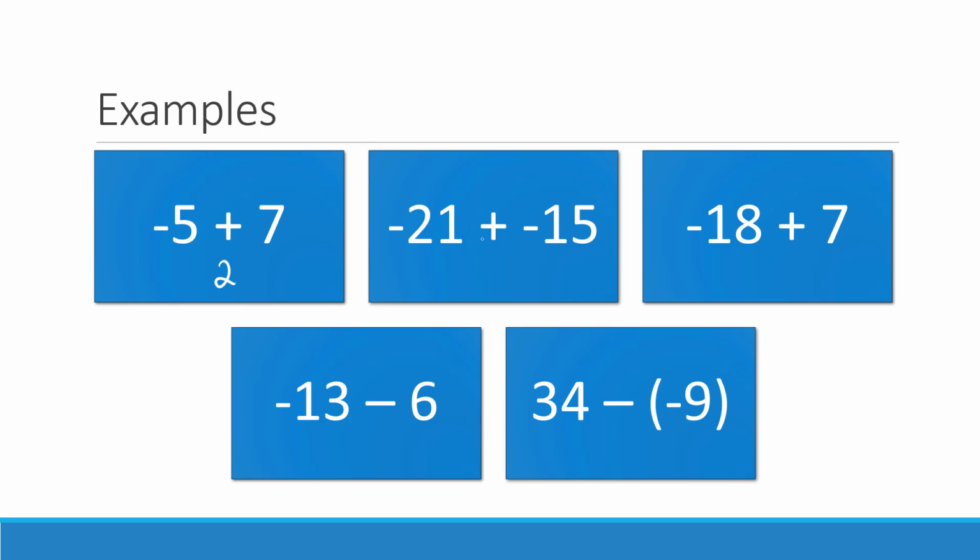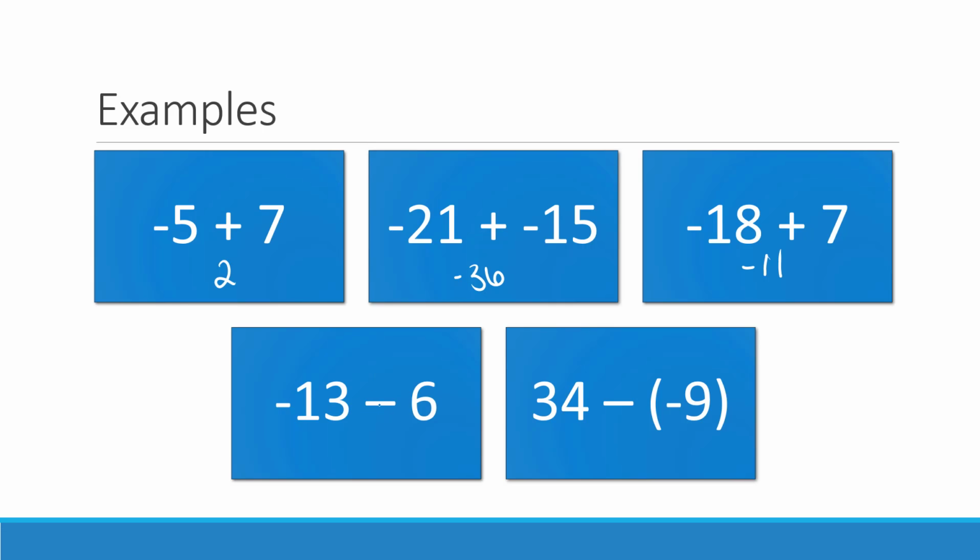Both of these are negatives. Again, I'm adding, so a -21 plus a -15 is going to be a -36. Signs are different in this case, so I'm going to subtract 18 minus 7, which is going to give you 11. I have more negatives than I do positives, so it's going to be -11.